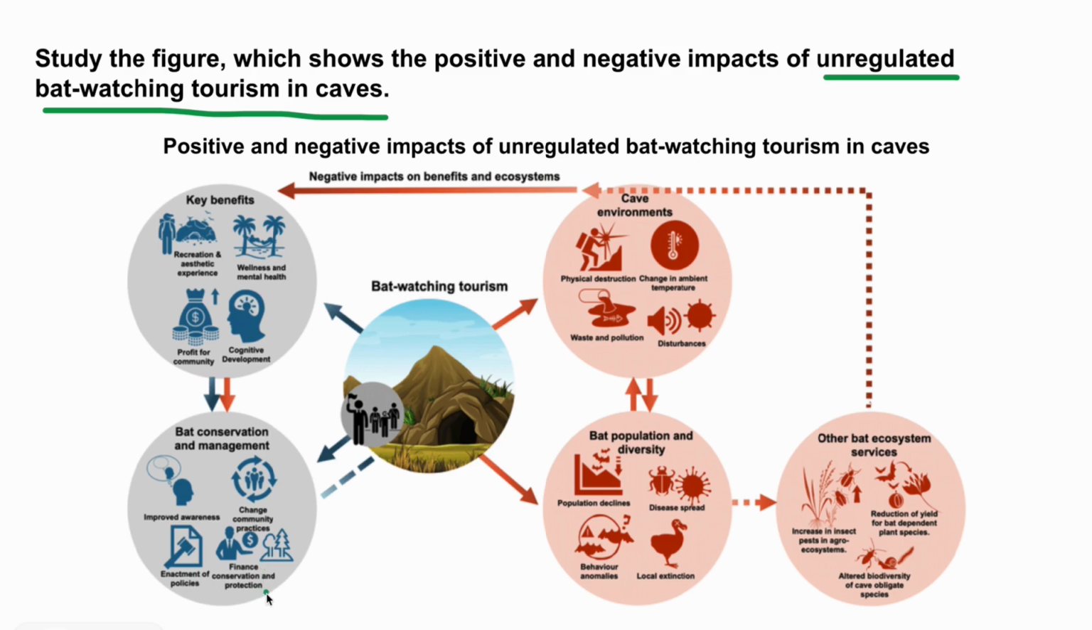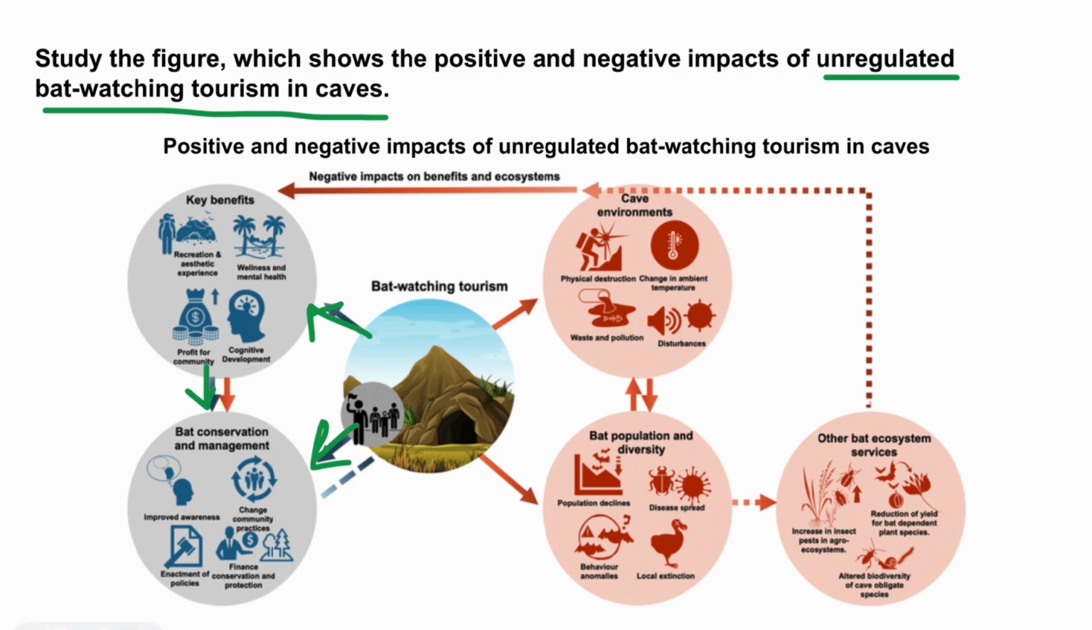Finally here, finance, conservation and protection. So because bat watching tourism is a source of income, people are more inclined to conserve this kind of tourism and protect it. So that's what we mean by bat watching tourism leads to benefits here on top, leads to benefits below as well. Now you notice that bat watching tourism also has a benefit here. Key benefits leads to bat conservation and management. True, because of all these benefits that it brings to people, bats might be conserved, bats might be managed.